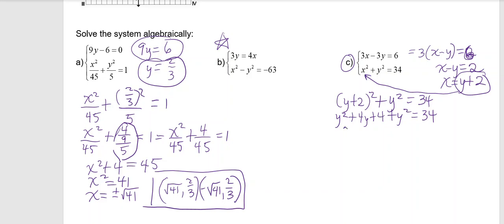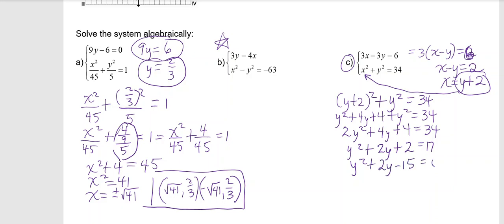Let's combine our like terms. 2y squared plus 4y plus 4 equals 34. Divide everything by 2: y squared plus 2y plus 2 equals 17. Y squared plus 2y minus 15 equals 0. Now we're going to factor this: (y plus 5)(y minus 3) equals 0. That gives me solutions of y equals negative 5 and y equals 3.